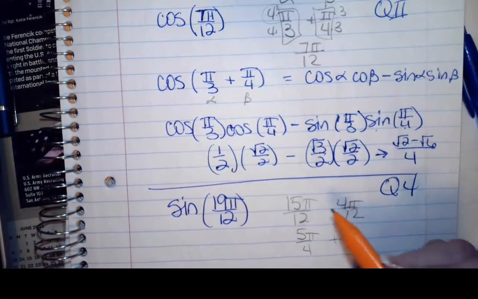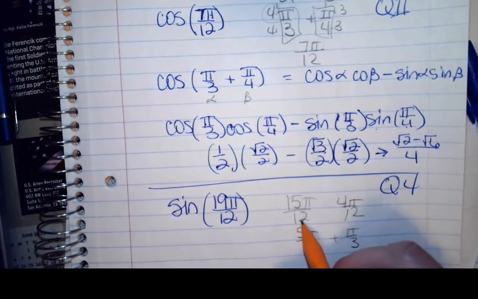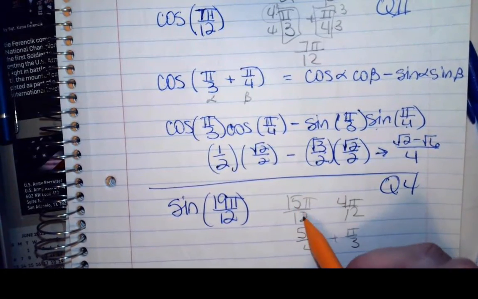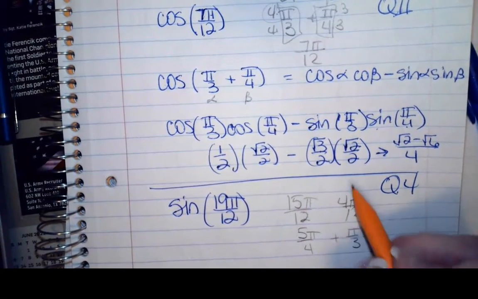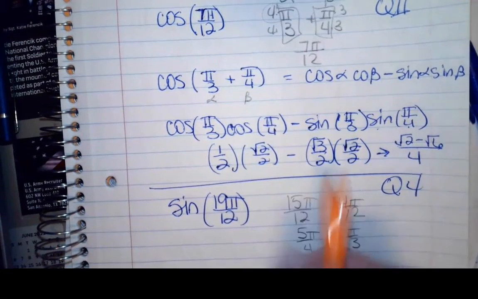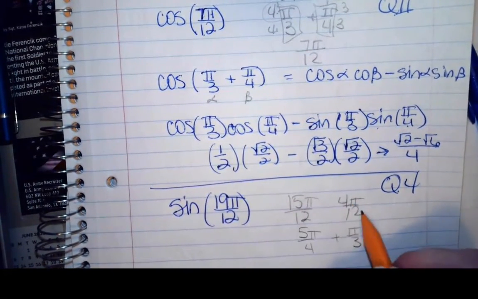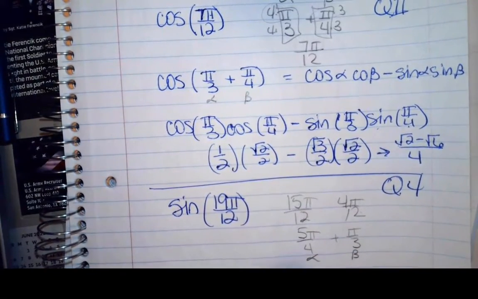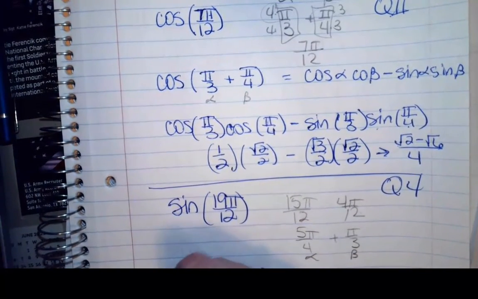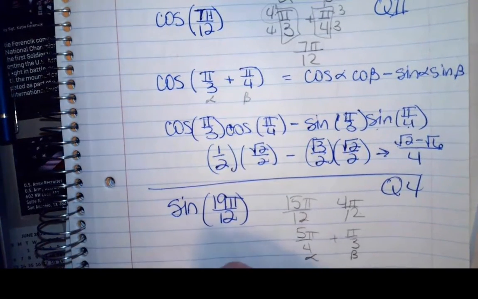So I'm just kind of messing around to see what I get. So 15 pi's over 12, reduce it by 3, and I get a 5 here and a 4 here. Meaning I need now 4 pi's over 12, because those added together is 19. And reduce that, you get pi over 3. So this is my alpha, and this is my beta. So my new formula is the sine of alpha times the cosine of beta.